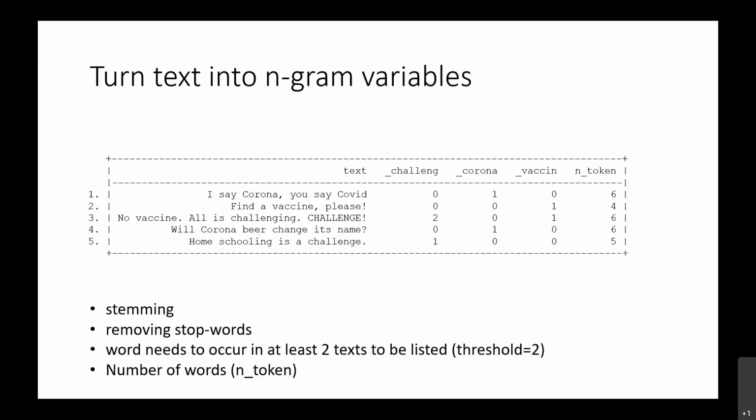Okay, so we're using the approach of creating n-gram variables from text here. N-gram variables are counts of how often the unigram or bigram occurs in the text, so the single word, or the sequence of two words. I don't have time to go into this other than to say, here's a small example. We're using stemming, we're removing frequent words, so-called stop words. We're using thresholds and all the usual things.